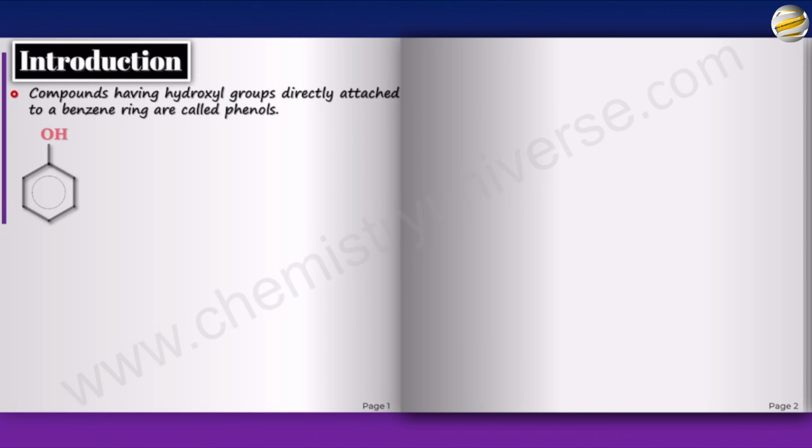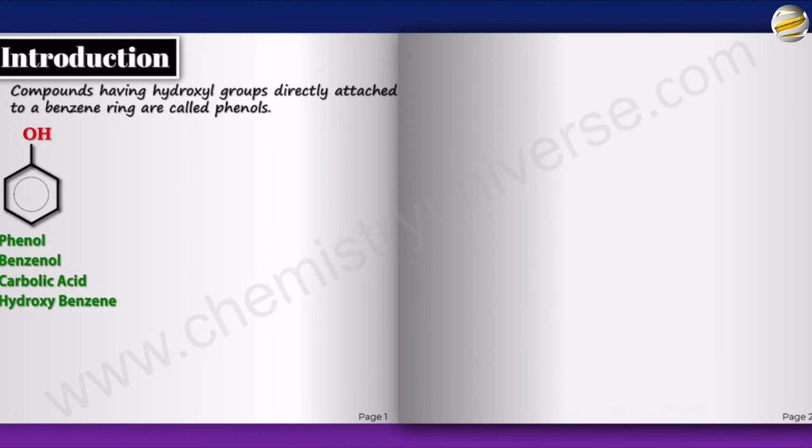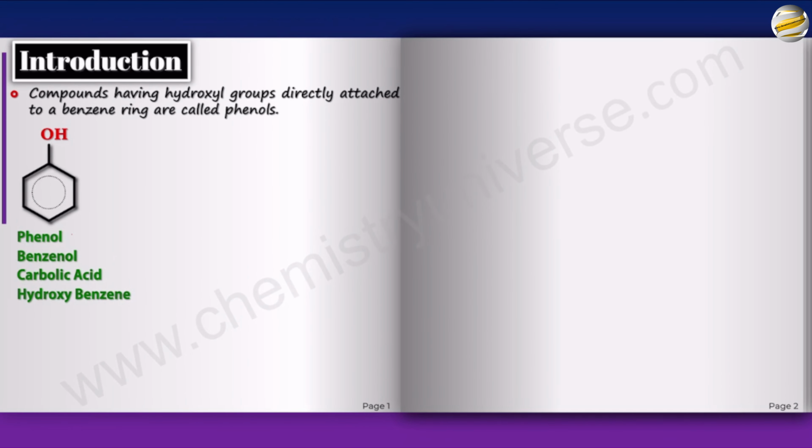For example, this one we call phenol. We can call it benzenol, carbolic acid, or hydroxybenzene, even though technically speaking, as far as the IUPAC name is concerned, you can call it phenol or maybe even benzenol.